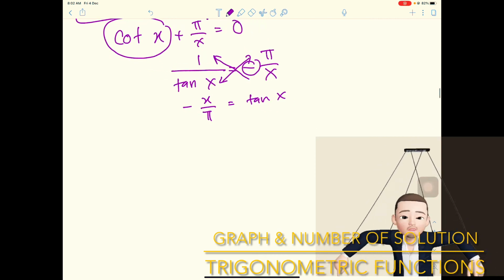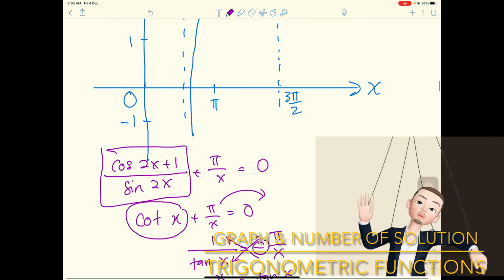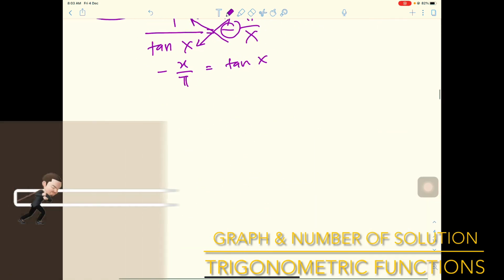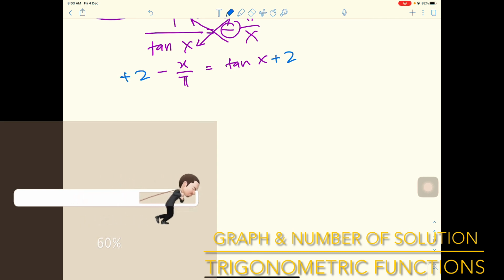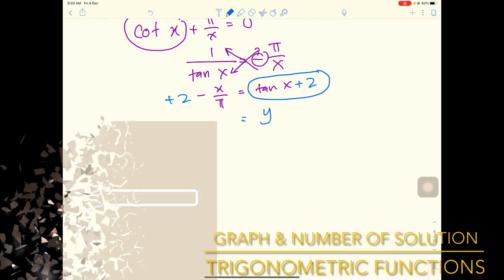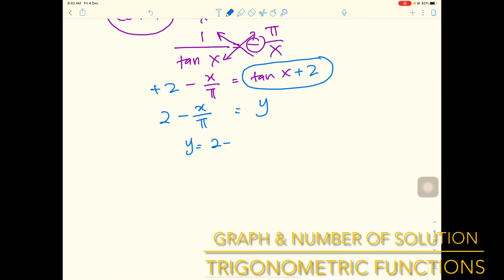So tangent x, and then y. For the y function, there is plus 2. So plus 2 on both sides. So now you get tangent x plus 2, or 2 plus tangent x, equals y. So y equals 2 minus x over pi. Rearrange, so you get 2 minus x over pi. And then what do we do?